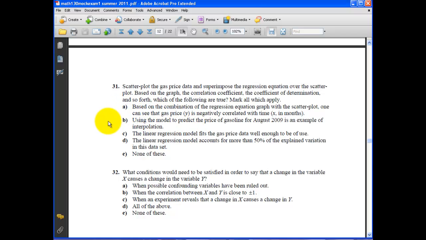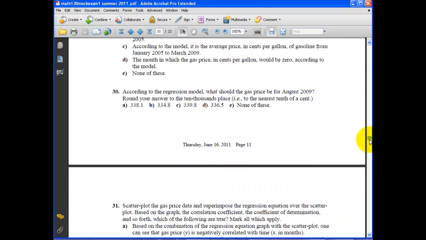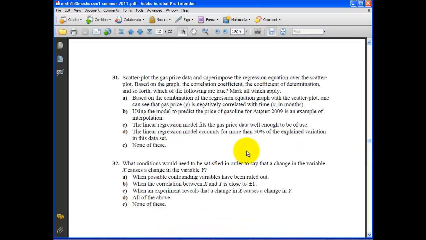Choice B says, using the model to predict the price of gasoline for August of 2009 is an example of interpolation. Well, August of 2009 is outside of the boundaries of the data set. If you recall, the data set stopped in March, or was it May of 2009? Let me check. I can't remember. It was March of 2009. And so August of 2009 is outside of that range, and therefore that would be extrapolation. It's outside of the boundaries of the data set, so it is not interpolation. When you interpolate, it means you're within the confines of the data set, either on the y-axis or the x-axis or both. But in this case, we're outside of the confines of the data set, and so we are extrapolating.